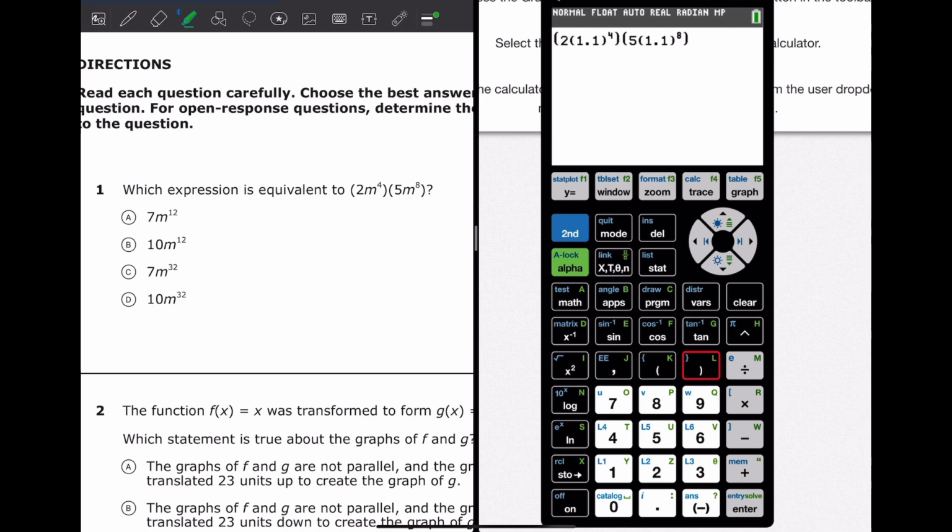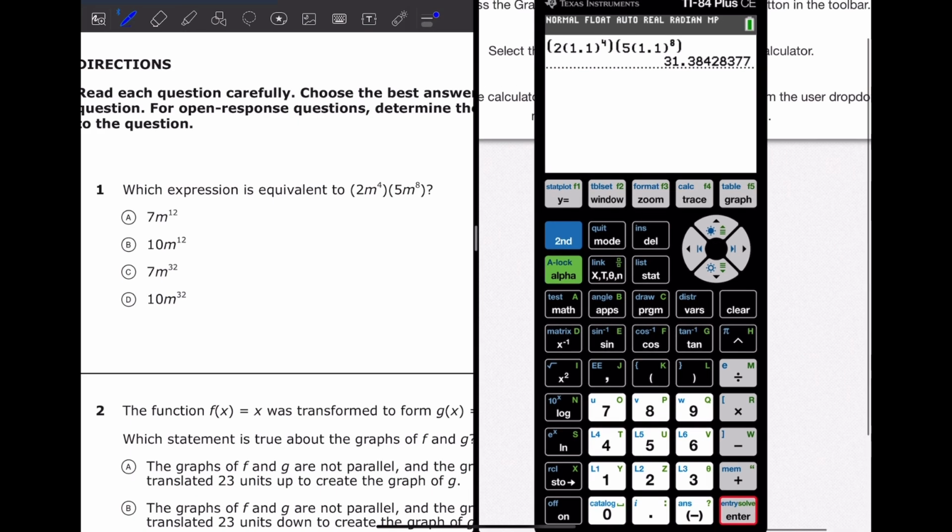You're going to get the decimal for the given in number one, and then do each multiple choice answer to see if you get the same decimal.